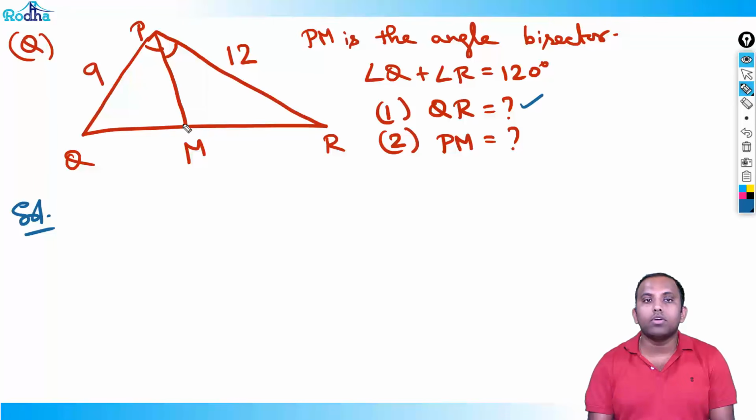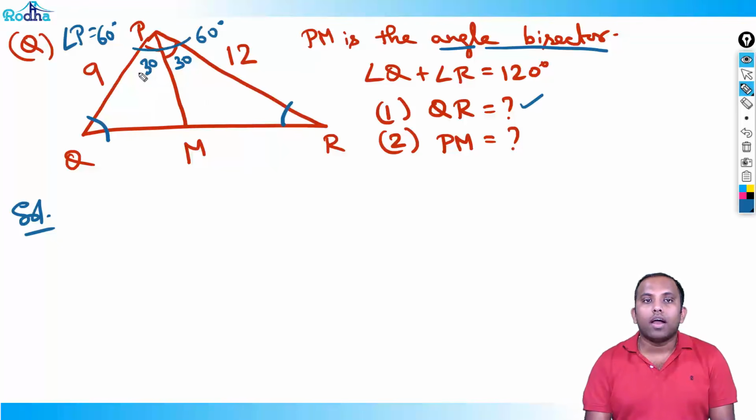QR you can easily find because angle Q plus angle R is equal to 120 degrees. The sum of the 3 angles in a triangle is 180 degrees, so angle P is equal to 60 degrees. Now PM is the angle bisector given, so this is 30, this is 30, correct? And the whole is 60.